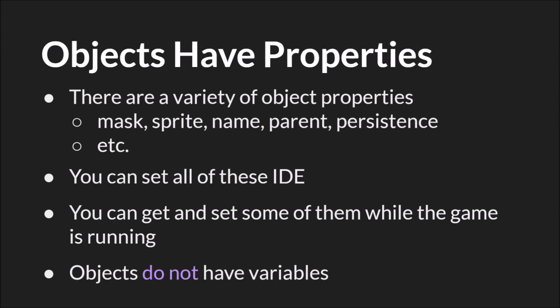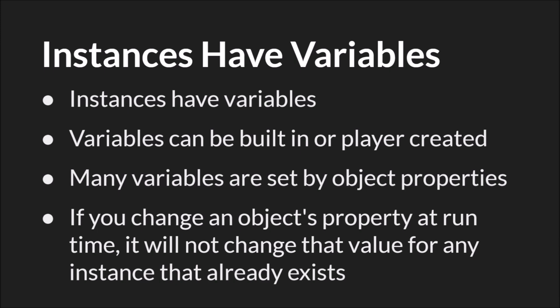Objects do not have variables. Instances have variables. Variables can be built in, so an instance in GameMaker Studio 2 has a ton of predefined variables, or they can be player created, as you have seen throughout these tutorials. Many variables are actually set by the object properties, so an object may have a sprite. When you create an instance of that object, the variable sprite_index is going to refer to that default sprite given to the object. One very important thing to note is that if you change the object's property at runtime while the game is running, it will change the object's property, but it's not going to change that value for any instance that already exists.